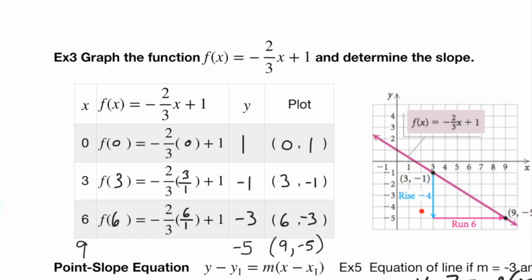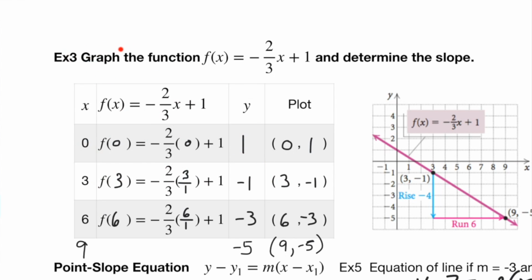6, negative 3 is right here. 6, negative 3. And then 9, negative 5 is right here. A lot of Algebra 2 students, I find, don't use the table, and that's fine. However, when you have something more complicated, like a quadratic or cubic function that you need to graph, a table of values comes really handy. So make sure you use it in your arsenal of tricks when it comes to graphing.